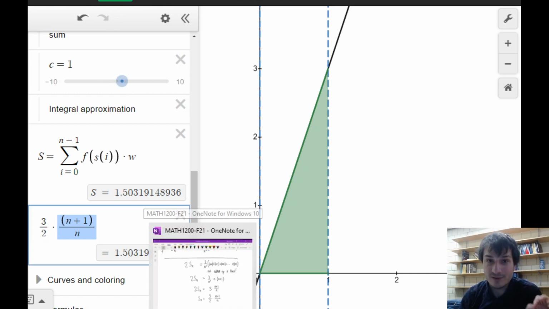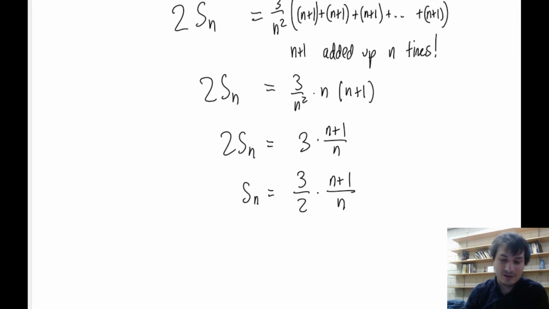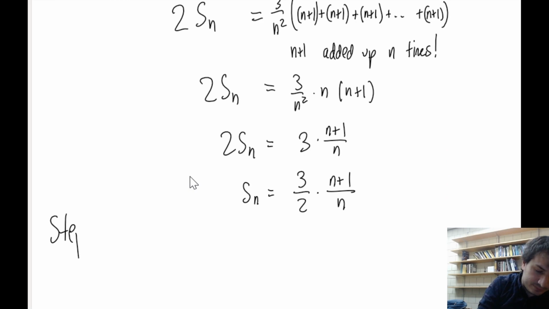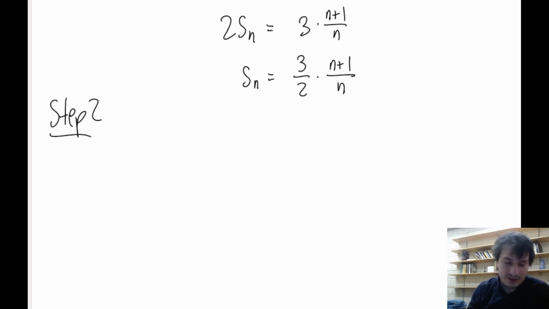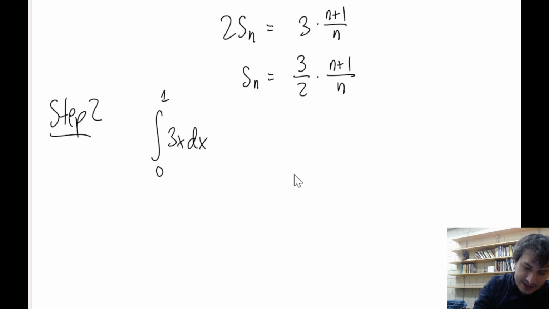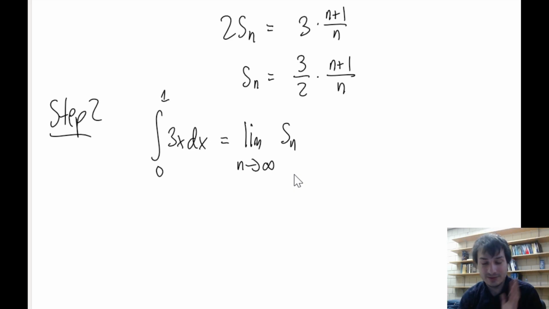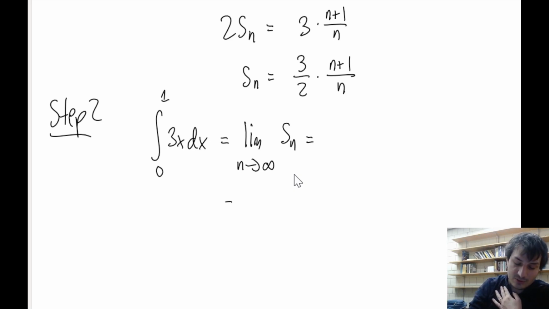That was step 1, find the formula. Step 2, find the limit. So the integral from 0 to 1 of 3x dx is equal to, what is it equal to? It's the limit as n goes to infinity of Sn. That's the definition of the integral. That's what it means. And in this case, what is that?